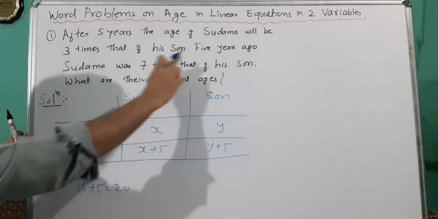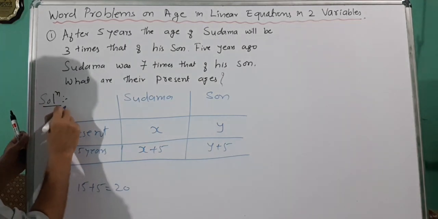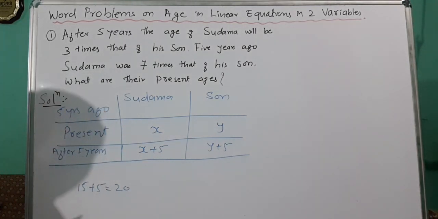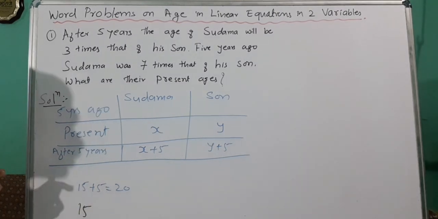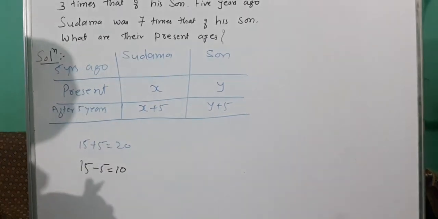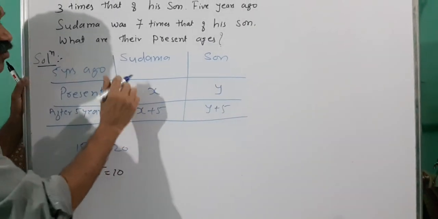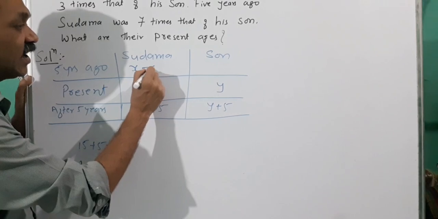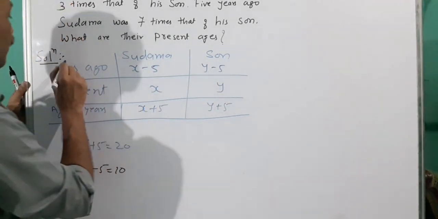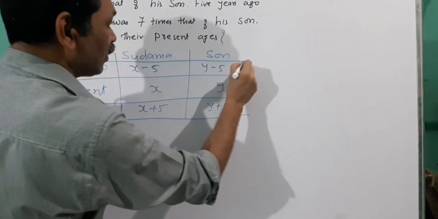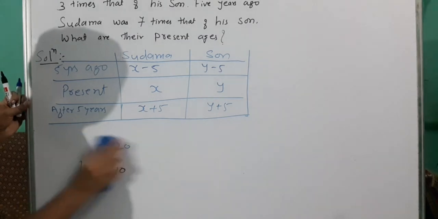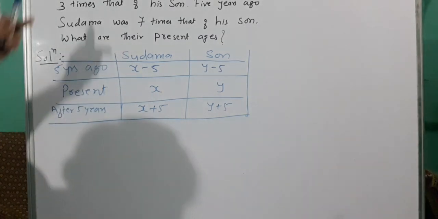And another condition is 5 years ago. So now, suppose your age is 15. What is your age 5 years ago? 15 minus 5 is equal to 10. Same way, Sudama's present age is x, so Sudama's age 5 years ago will be x minus 5, and son's age 5 years ago will be y minus 5. So I am completing this table. Okay, based on this table, we'll go again to the problem.